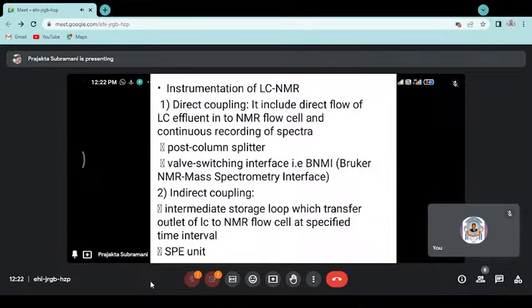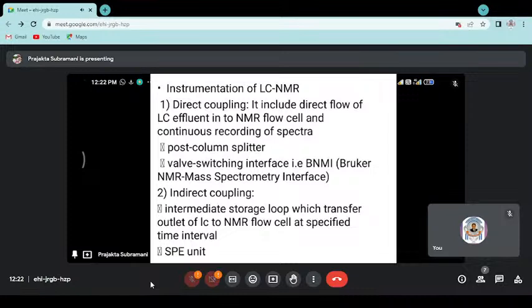So here they require the LCNMR probe. Then it also requires interfaces, like the BPSU interface, that is Bruker peak sampling unit, and BSFU is also required. They require the interface for this.